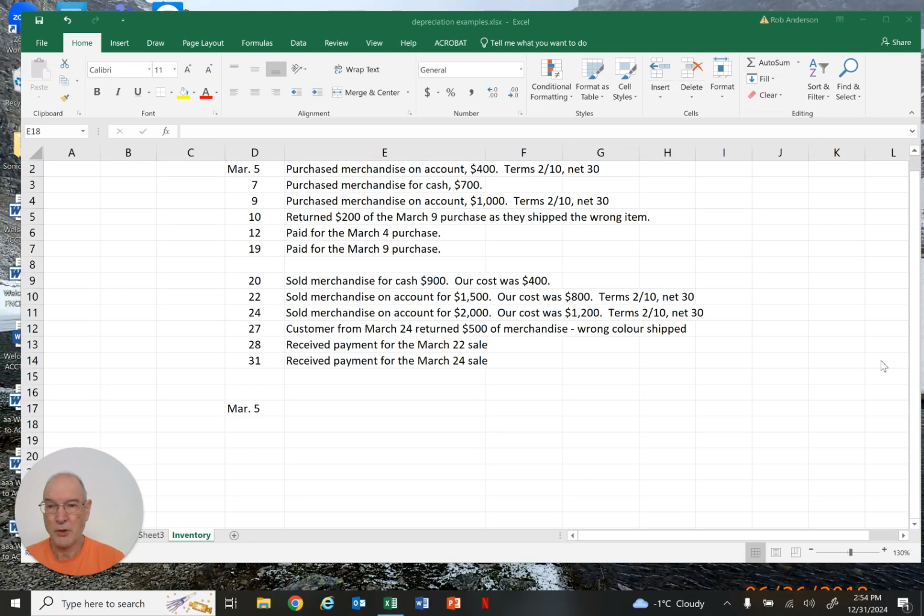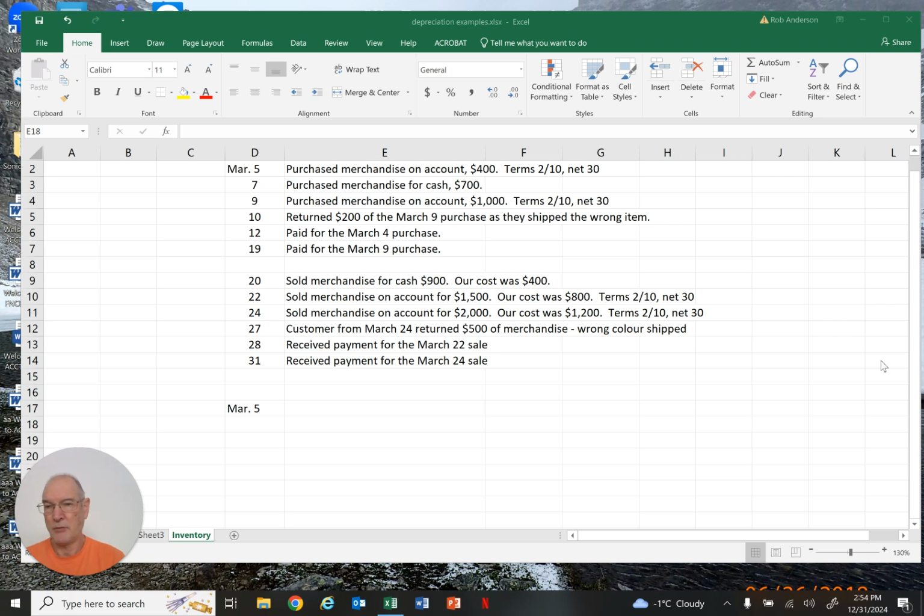Hi students, today we're going to look at a number of journal entries that will provide an example for the purchase of merchandise and then the reselling of the merchandise to your customers. So this is around, of course, inventory, and many businesses today are retailers of some kind or even wholesalers, and they all have accounts payable and accounts receivable.